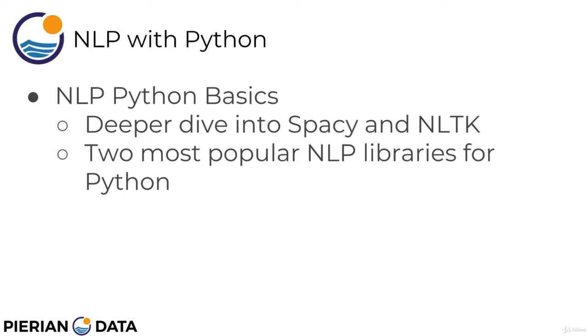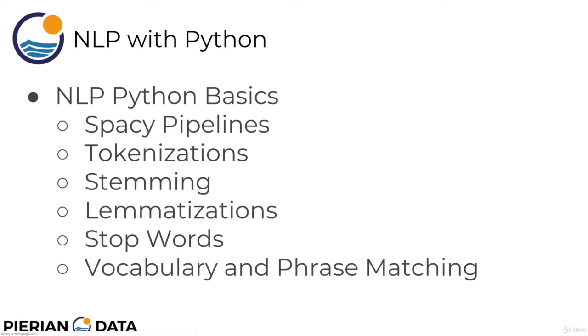This is when we actually start using specialized natural language processing libraries, such as spaCy and NLTK. These are the two most popular NLP libraries for Python, and we'll have a deeper discussion on the differences between them and why you may want to use spaCy in certain situations or NLTK in other situations. So that's where we really begin to work with natural language processing libraries.